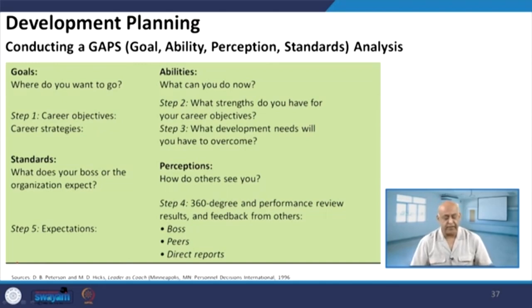So we have to understand the match between our abilities and our goals, right? So if my goal is this, which requires development, for example, you want to participate in a particular sport and contest that activity or event, then definitely you have to develop the ability to win that event. So what does your boss or the organization expect? That is also here.